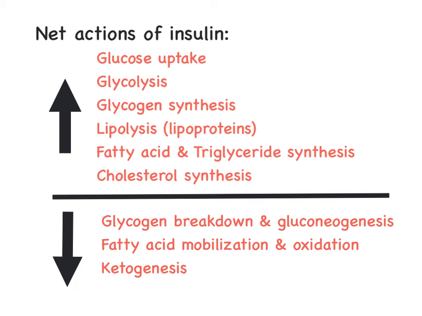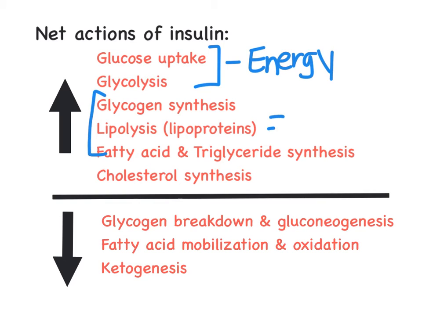If we take a look at the net actions of insulin, those will be to increase the proteins that are going to be important for converting glucose into energy. Remember, glucose is our primary energy source in the fed state. We will also be working to build up our energy reserves. So we'll be increasing our synthesis of glycogen and triglycerides so that we can use those when glucose is no longer around. And we also have sufficient energy then to synthesize other molecules, including cholesterol.